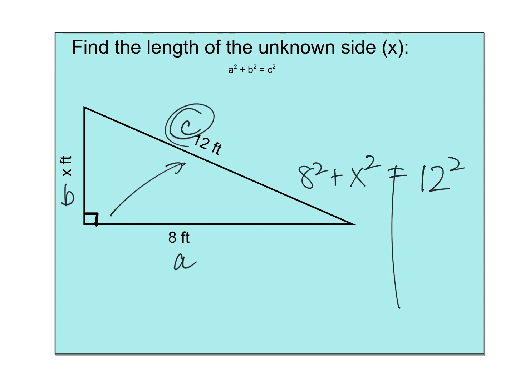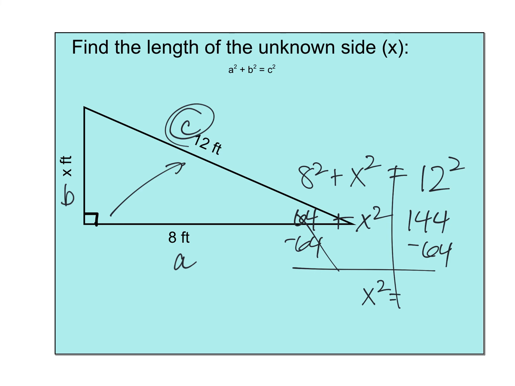Now when you solve this, if it's one like this, you're going to get your numbers. Okay, I'm just doing this super quick. And then you're going to subtract 64 from both sides. I get x squared equals 80. And then your last step is to do the square root of 80. Okay, and then whatever that is, you're going to put about. Okay, I'm not going to type that in. You guys can do that on your own.